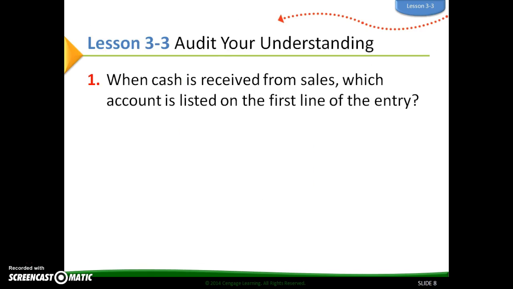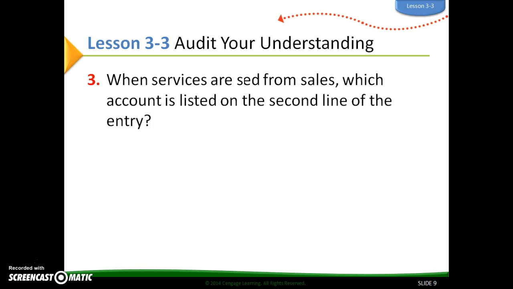All right, finally, let's audit our understanding. So some questions we want to ask ourselves. When cash is received from sales, which account is listed on the first line of the entry? And we always want to start with what two accounts are being impacted, and then which account is the debit applied to, because the first line is always the debit. Our second question is, when cash is received from sales, which account is listed on the second line? So then the second line is always for the credit.